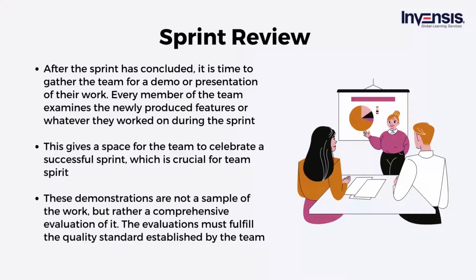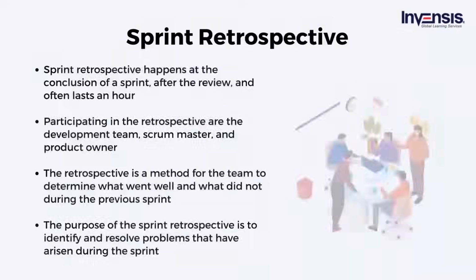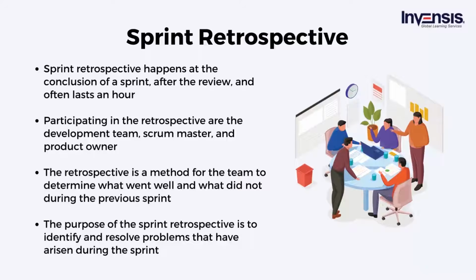The evaluations must fulfill the quality standard established by the team in order to be considered complete and included in the sprint review. Next Scrum ceremony is the sprint retrospective. The last Scrum ceremony is known as the sprint retrospective. It happens at the conclusion of a sprint, after the review, and often lasts an hour. Participating in the retrospective are the development team, Scrum Master, and product owner.